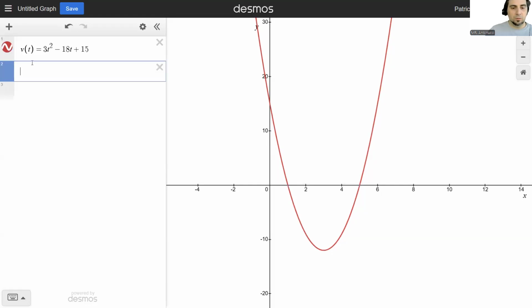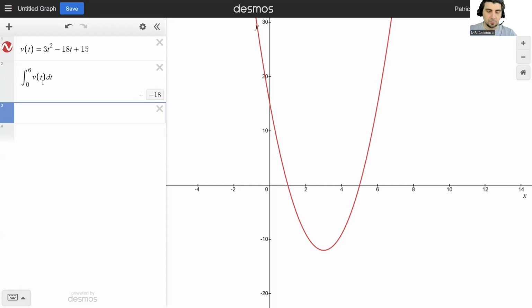How you do this is, once you have the function in here, I would recommend naming it v of t, then type in int, which gives you the integral. You can put the limits on, and then type v of t in there, and then dt, and it's going to give you negative 18. That would be the net displacement. If you do int, same thing, 0 to 6, and then the absolute value symbol, v of t, close the absolute value symbol, put the dt on, and you get 46. That's how it does it very quickly for us.